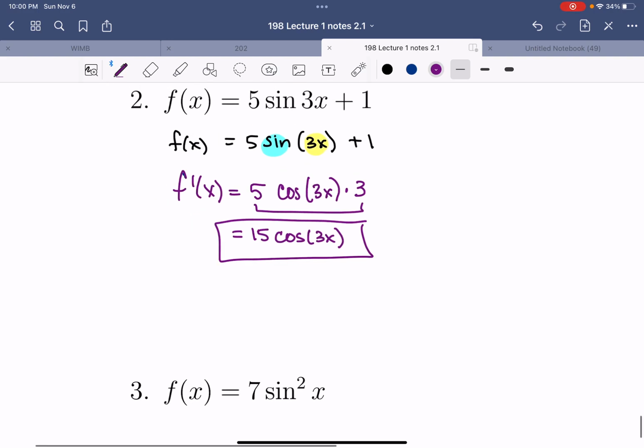Okay, so when you have the sine or any trig function of something other than x, you need to make sure you use chain rule. I like to put the parentheses around the argument, and so that signifies to me that that's my inside.